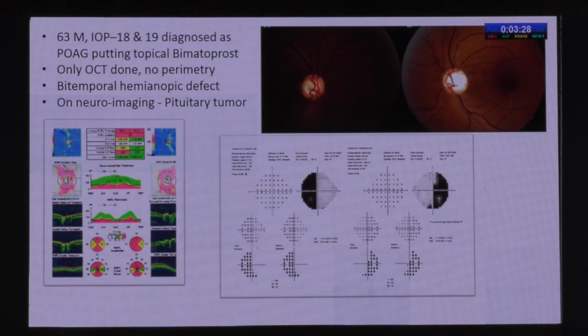When ultimately the perimetry was done, it was showing a bitemporal defect, and a bitemporal defect usually indicates some chiasmal region involvement. On neuroimaging, a pituitary tumor was the cause, and that patient was being treated for glaucoma, whereas he was developing some other chiasmal lesion. And never diagnose a case as glaucoma with OCT or GDX alone without perimetry.